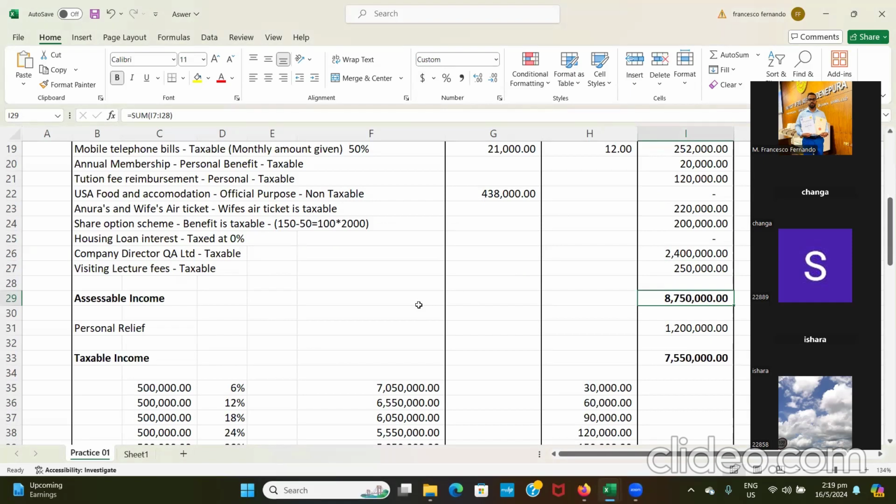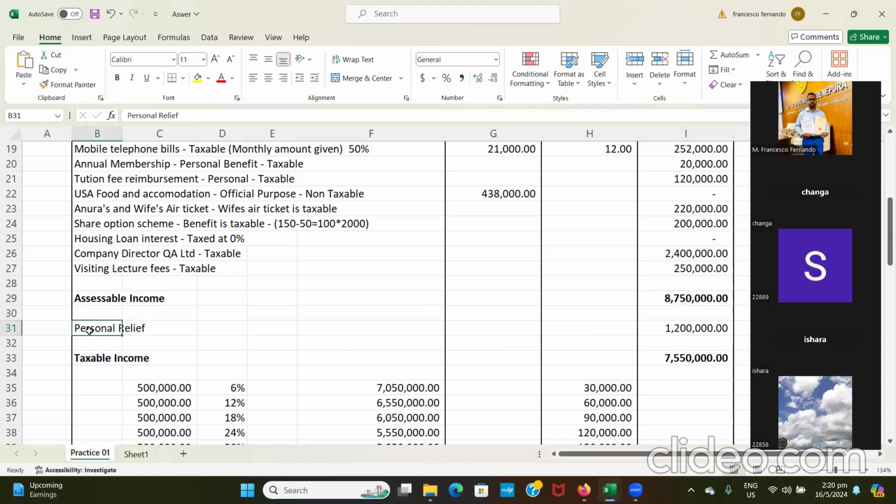For employment income, something we should always keep in mind is there will always be a relief. And the relief for everyone would be 1.2 million. So per month 100,000, which means for a year it is 1.2 million. Earlier this relief was 300,000 as per the old act, but now it is 1.2 million. So you must remember this relief value.